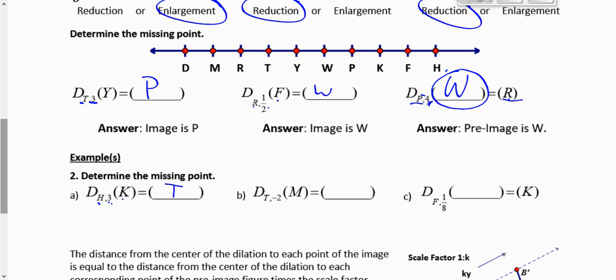Not necessarily left and right, but whatever the original direction, the negative will make it go the opposite way. So if we start with a center of T, T is our center, we're dilating point M, and what's the original distance? 2 in that direction, right? But now we're going to a negative scale factor.